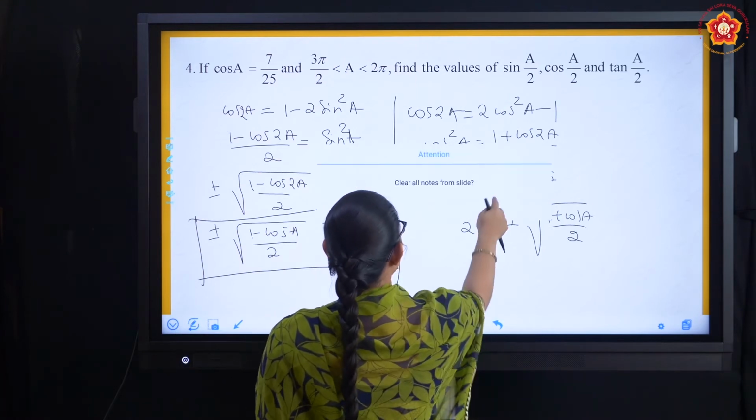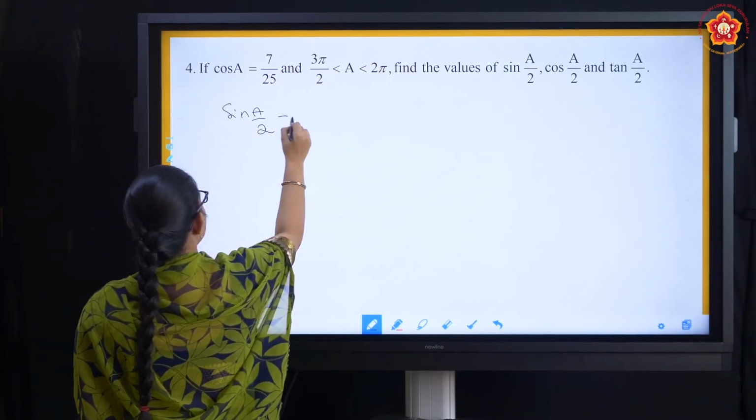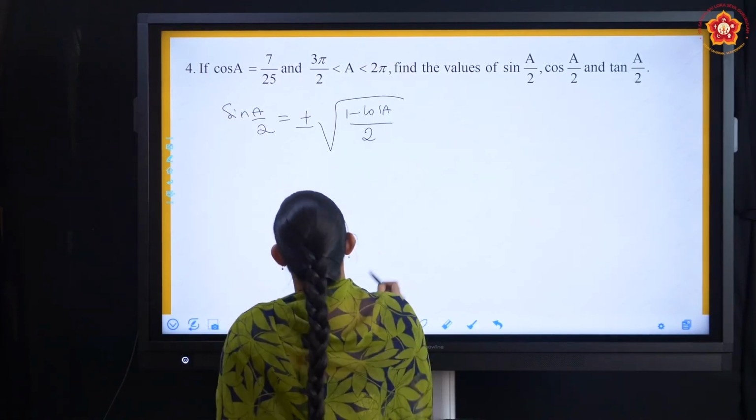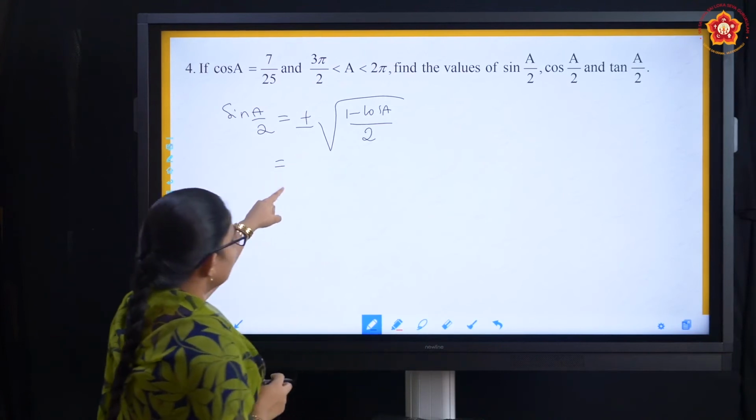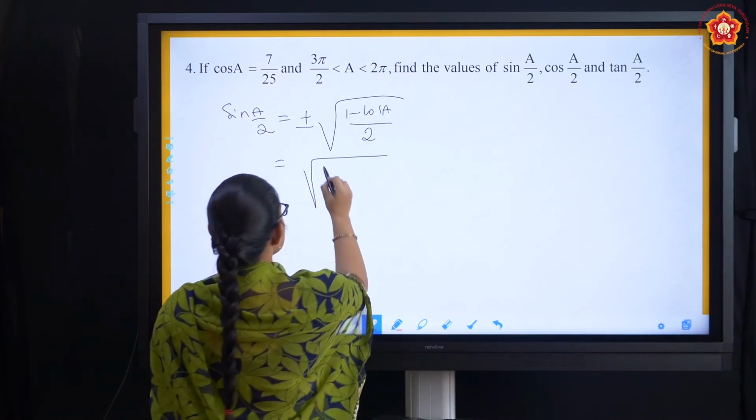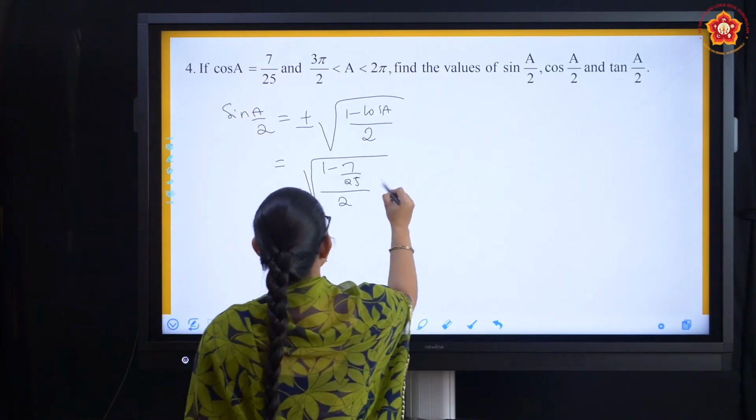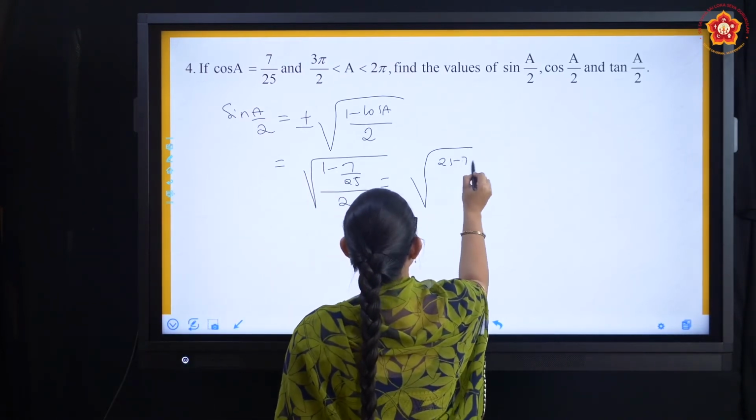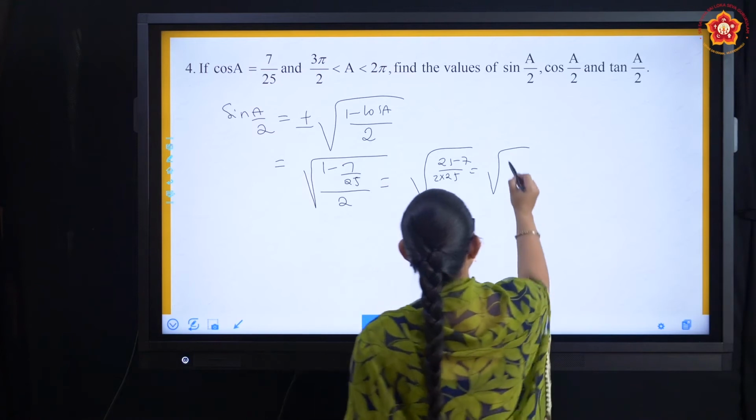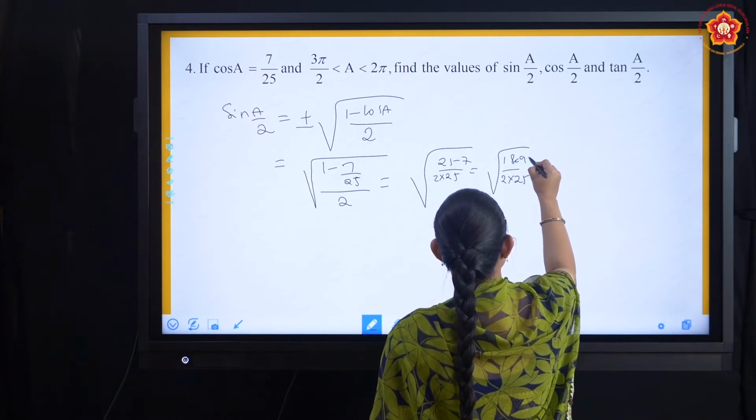So now let us find out what is sin A by 2. Sin A by 2, we have the formula, that is plus or minus square root of 1 minus cos A by 2. And since A by 2 is in the second quadrant, sin is positive, so we can consider the positive value, that is 1 minus cos A, where cos A is 7 by 25, divided by 2, which is nothing but square root of 25 minus 7 by 25 into 2. We can see that is equal to 25 minus 7, that is 18 by 2 into 25, and 18 we can write as 9 into 2.